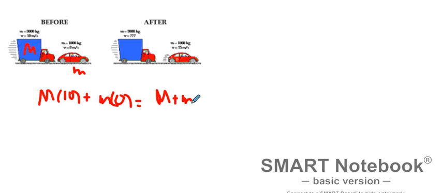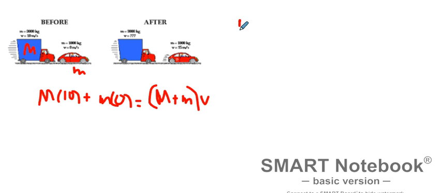This guy's not moving at all initially, so I'm going to go M multiplied by the 10 meters per second, plus a little m times 0, equals, here we go, big M plus little m, and we're going to multiply that by some common v final. Then we can figure out what the velocity final is.